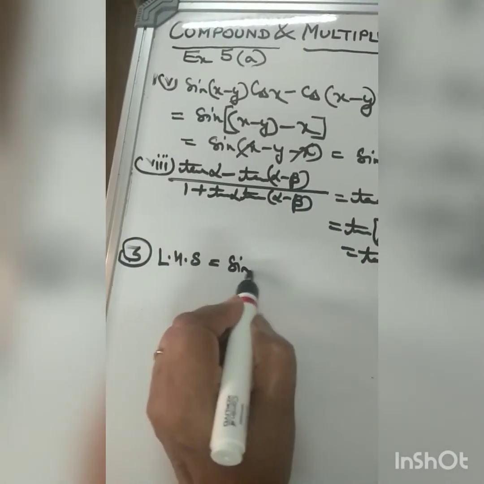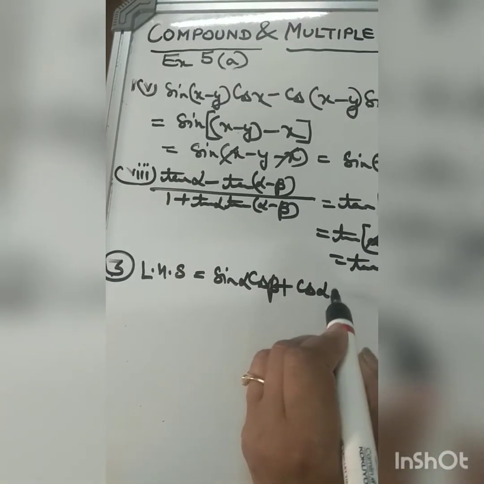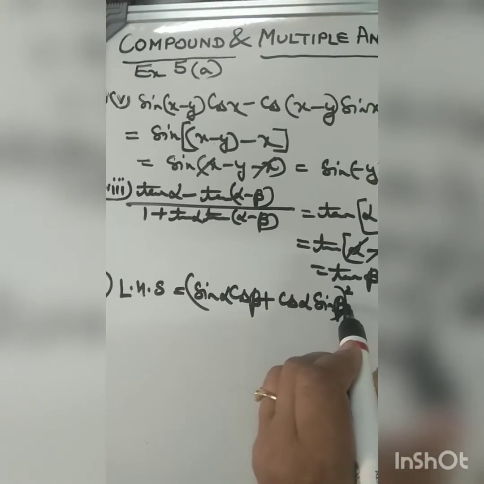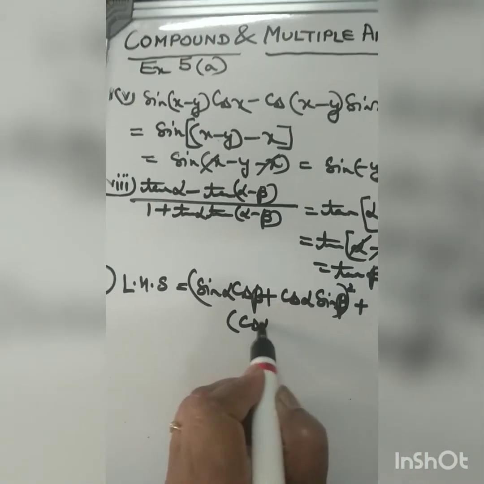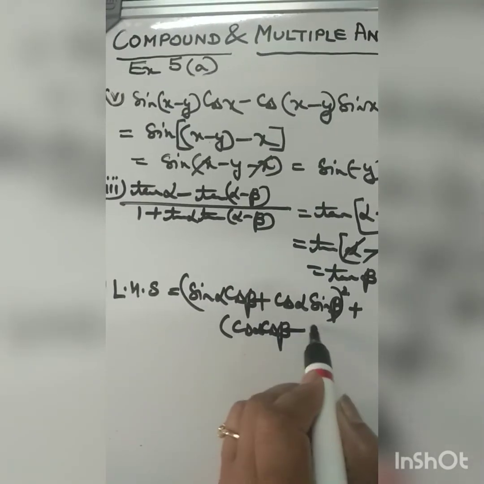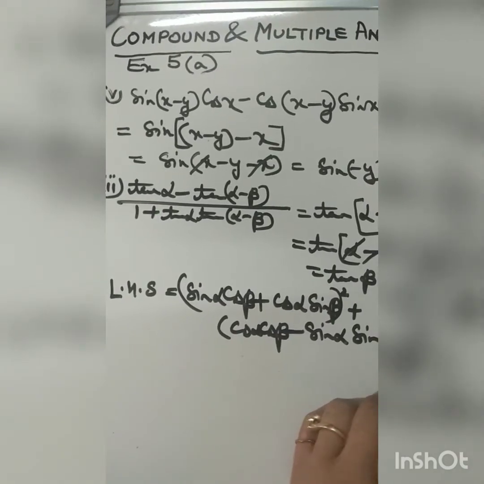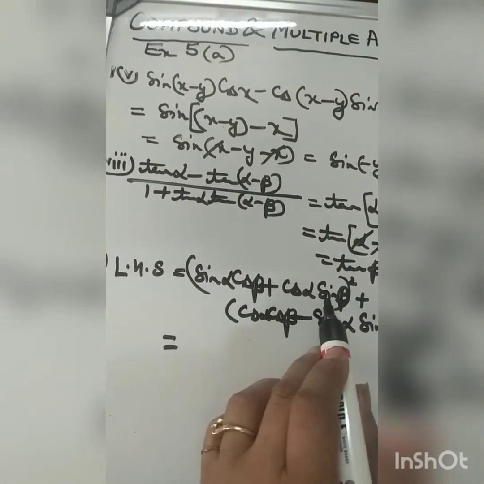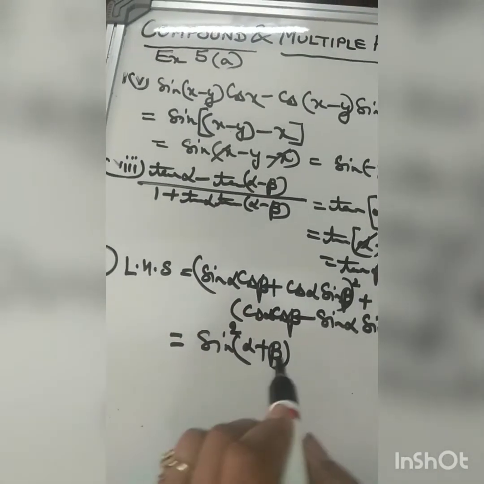Sin alpha cos beta plus cos alpha sin beta, whole square, plus cos alpha cos beta minus sin alpha sin beta. Now if you remember the formulae, then you will not find any difficulty. This is the sin of A plus B formula. So sin of alpha plus beta, it is sin square alpha plus beta.